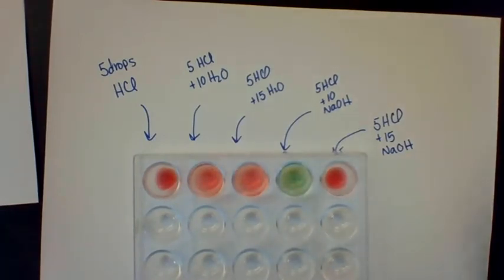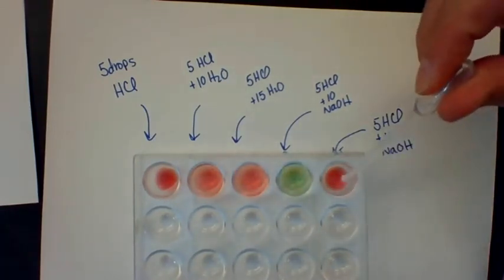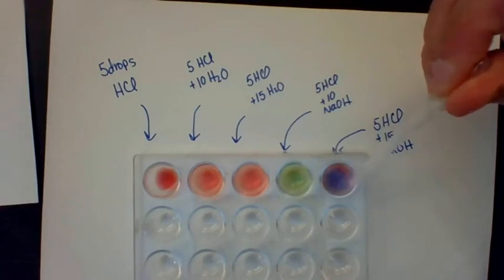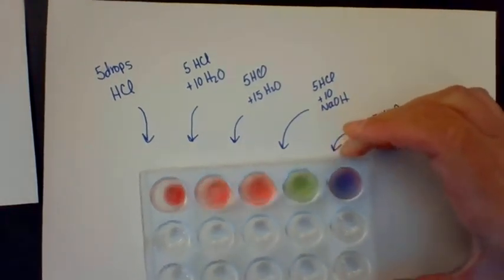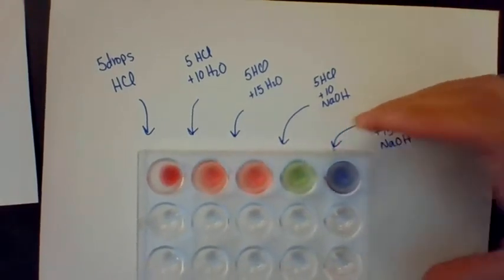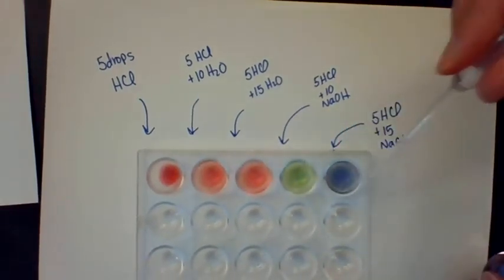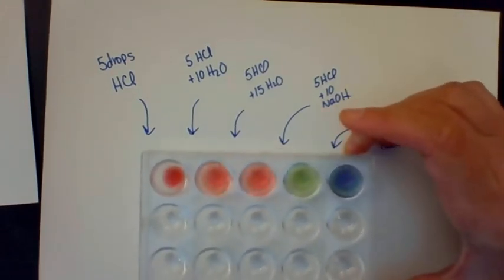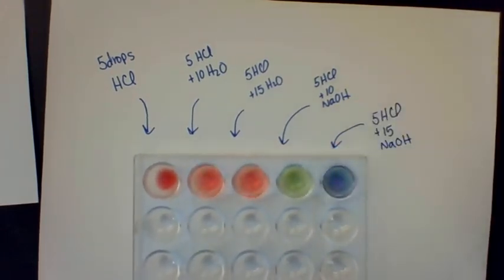So now I'm going to try this with 15 drops. 1, 2. And when I add 15 drops, it's turning purple. So we can see that, let's add one more there. Adding water does not have a big impact on our pH here. Adding sodium hydroxide has a much bigger impact on our pH.